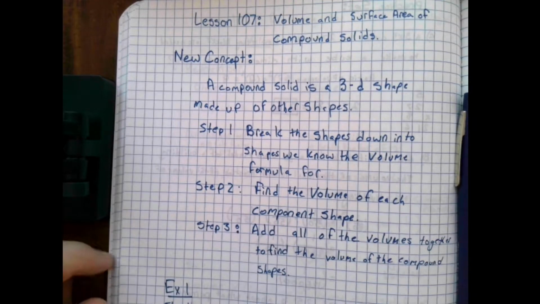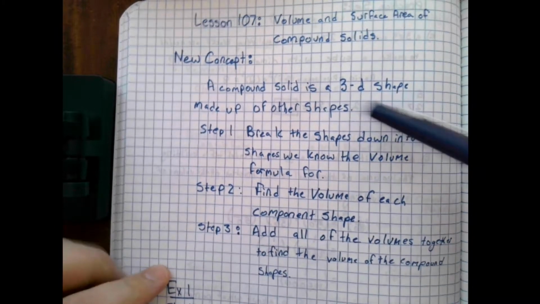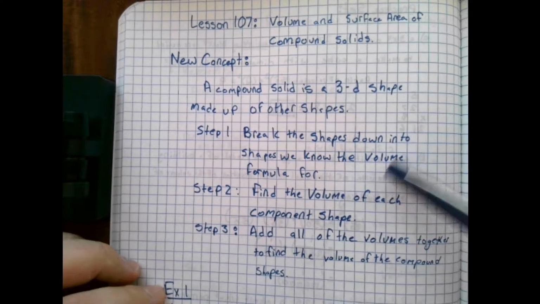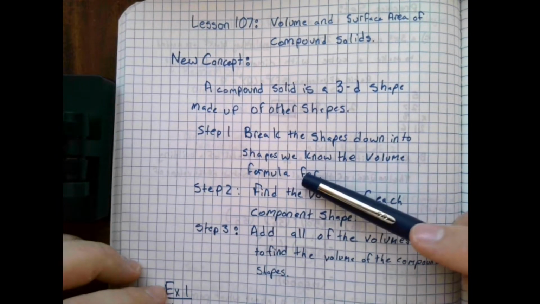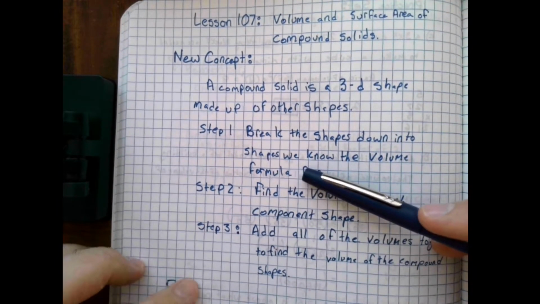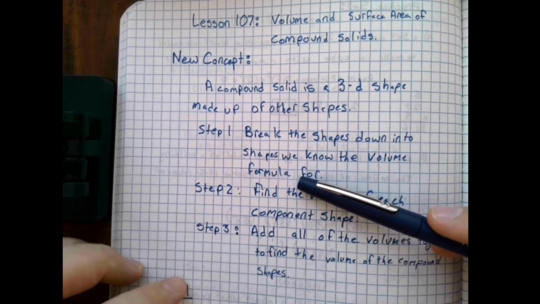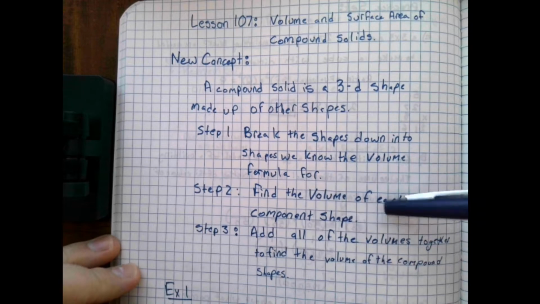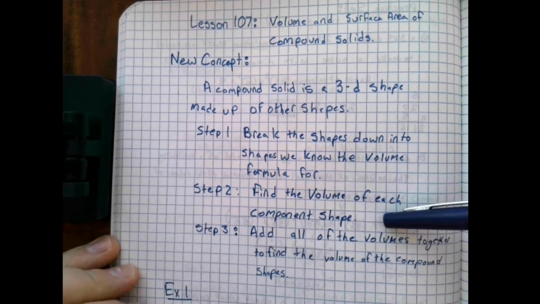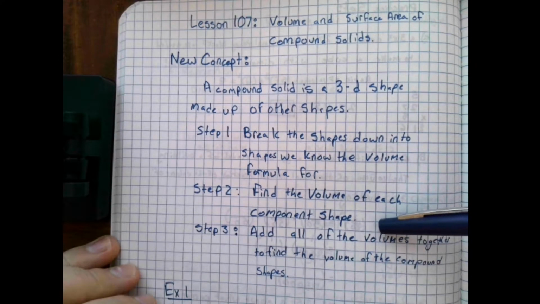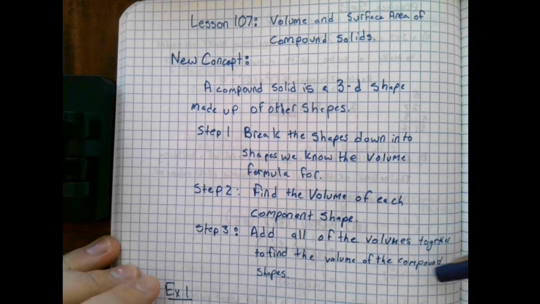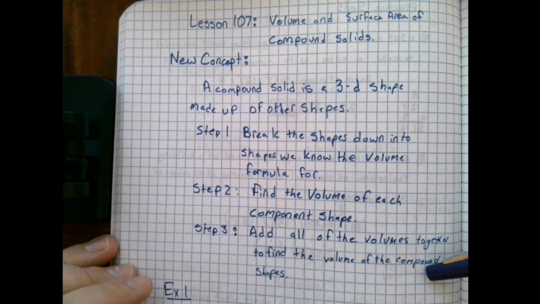If we want to find the volume of a compound solid, what we're going to do is break down the shape into the shapes we know the volume formula for. So if you see a weird shape, but you can see that it's made up of shapes that you recognize, you can break each individual shape off. Then you find the volume of each shape that makes up the larger shape, and once you've found all of those volumes, you just add them all together. That'll give you your final volume.